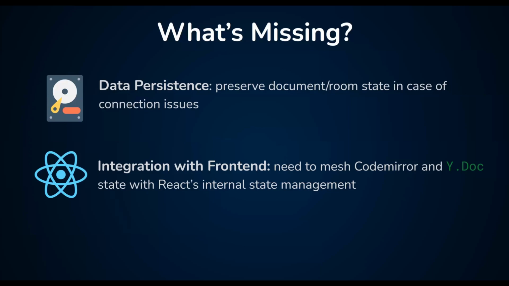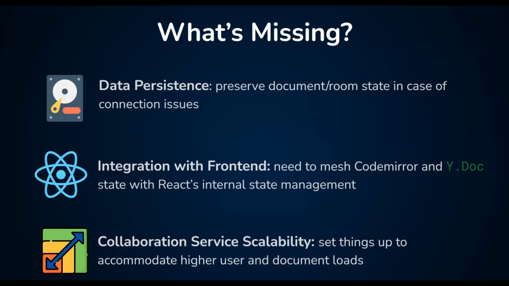Second, we needed integration with our front-end technologies. Getting YDoc and CodeMirror updates to play nicely with React state management turned out to be a bit tricky, and it required careful implementations of custom state and effect hooks. Finally, scalability. We wanted to be able to scale our collaboration service to accommodate increased user and document loads, while maintaining low latency for conflict resolution and efficient use of server resources.